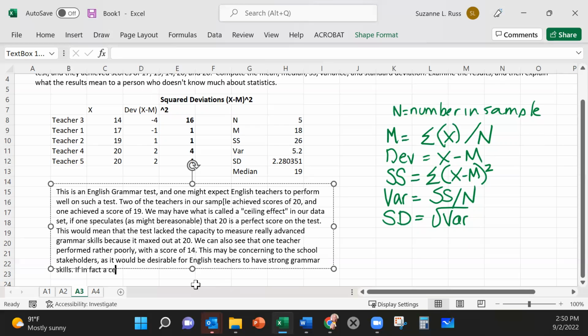If in fact a ceiling effect is present, then it explains in part the negative skew indicated by the difference between median and mean. In other words, that low score of 14 was an outlier and pulled the mean toward it.